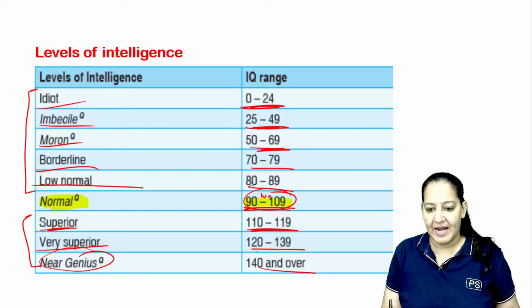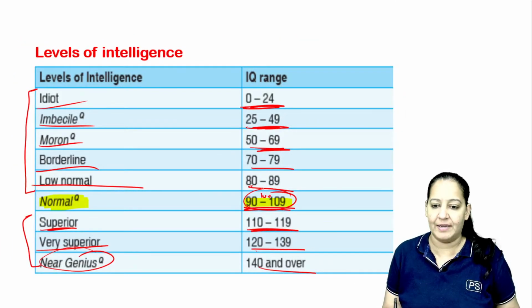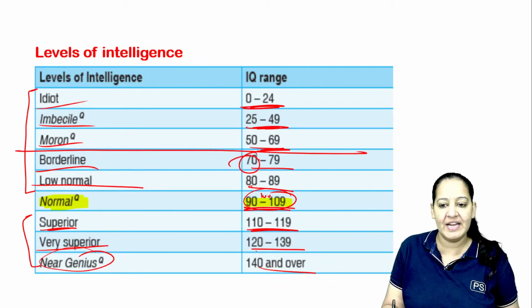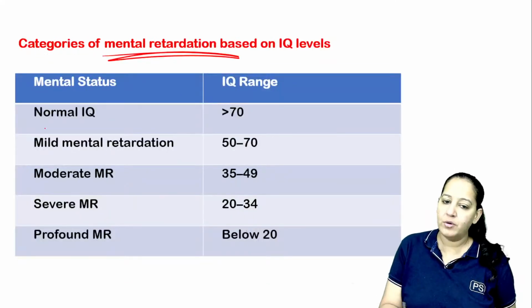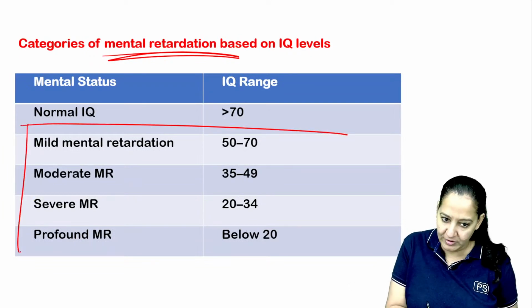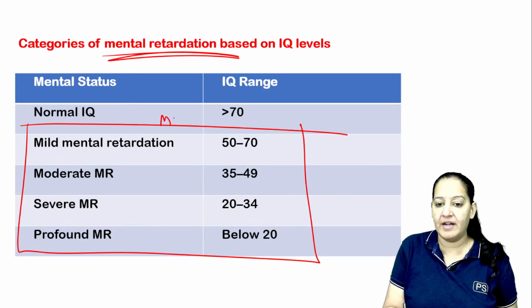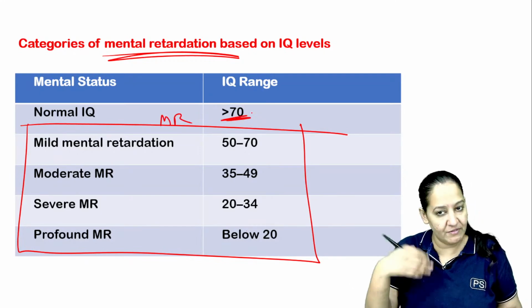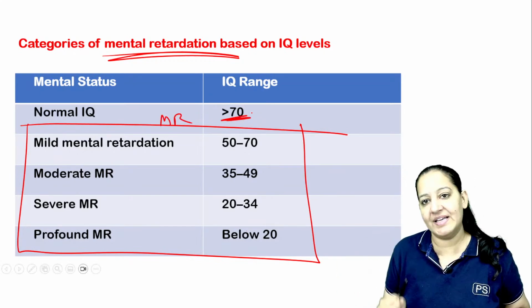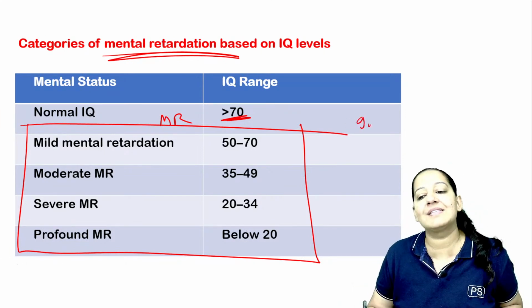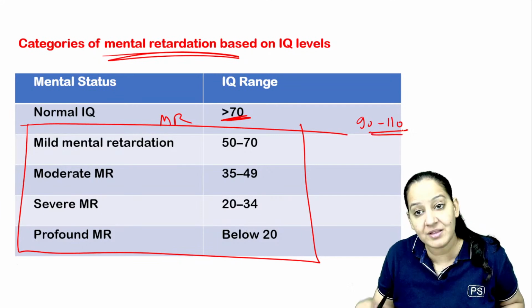at 70. 90 से कम पे भी नहीं बोल रहे हैं, यहाँ से लेके MR बोल रहे हैं. Up to 70 we are considering normal. More than 70 we are considering normal. Below that we are calling it MR. So for calling MR, the mentally retarded, the cutoff is 70. Above 70 we are calling normal. Below 70 is MR. Don't get confused. Although normal range is 90 to 110, for MR the cutoff is 70.